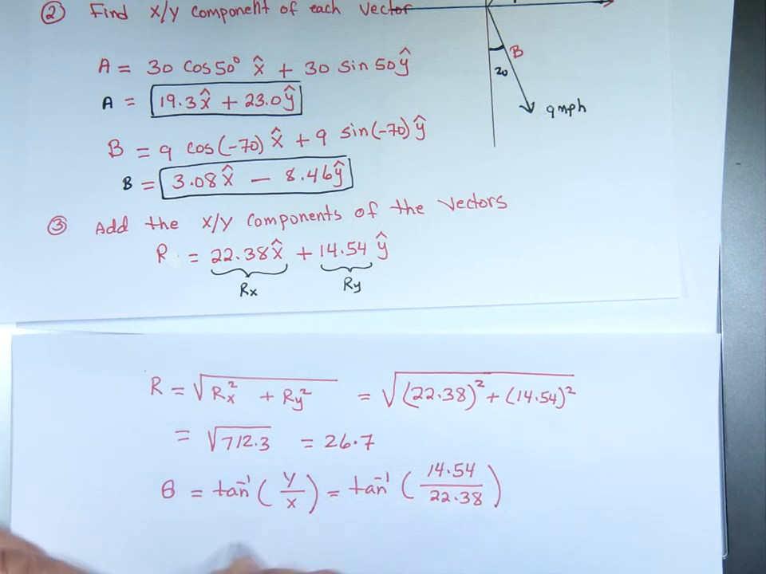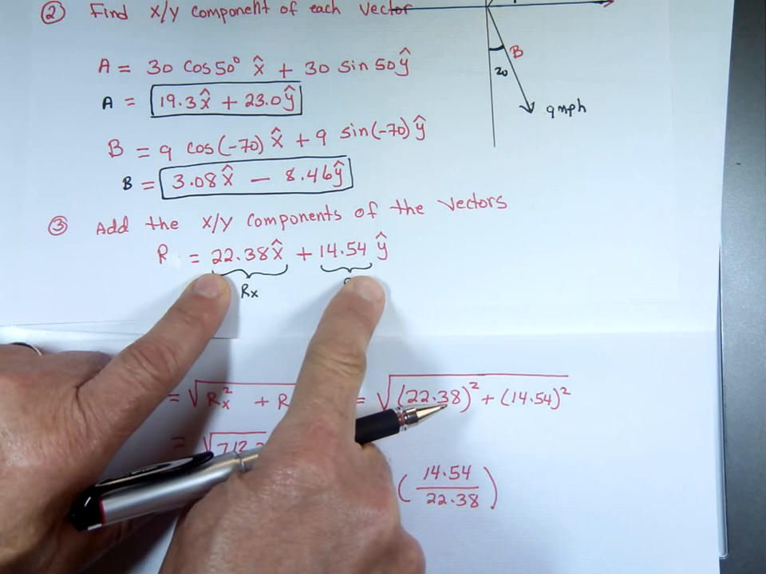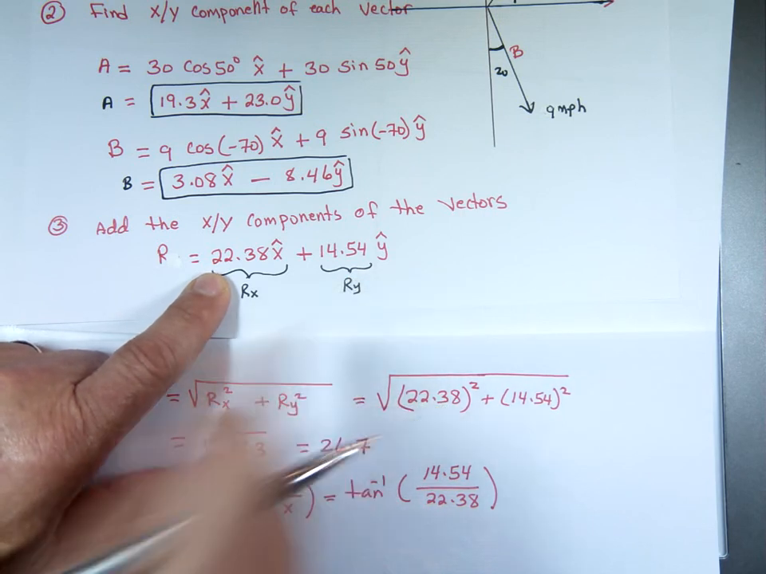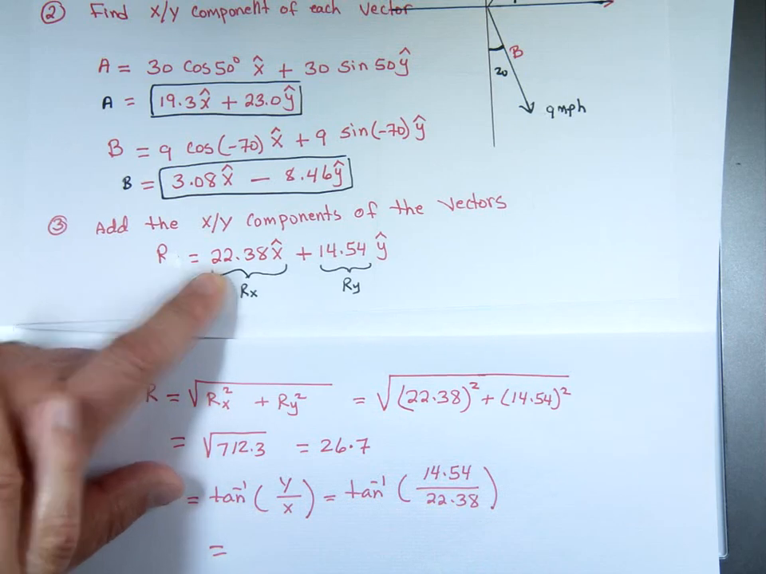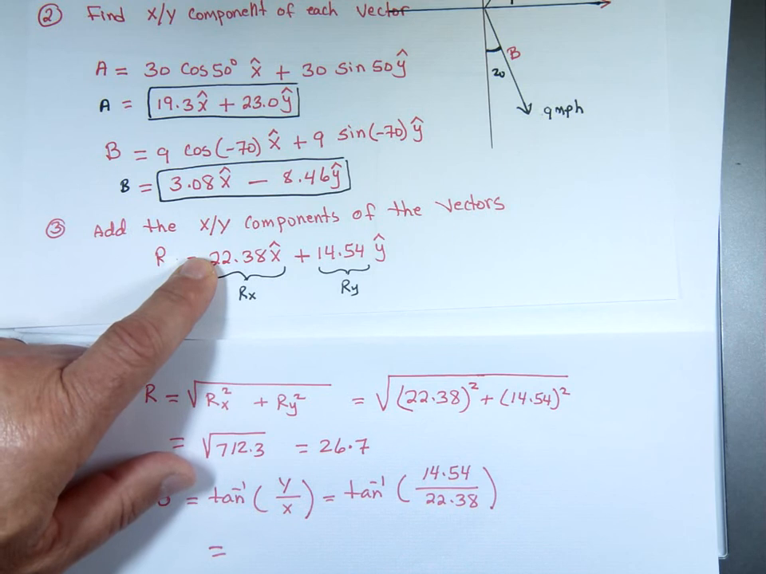Do we add 180 here? No. Why not? It's in the first quadrant, right? We're in the first quadrant. X is positive. Y is positive. You're in the first quadrant. If you want a shortcut, the only time you add 180 is when x is negative. Doesn't matter what y is. When x is negative, you're either going to be in the second or what? Third quadrant.